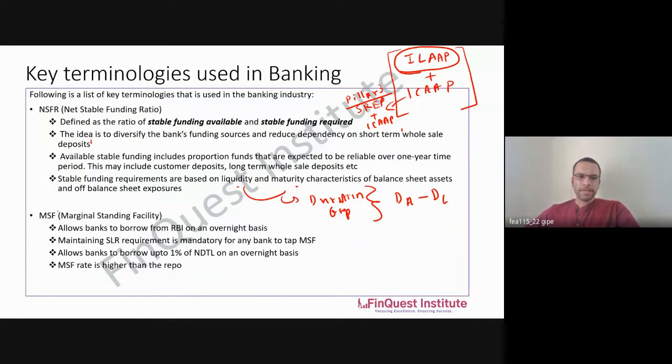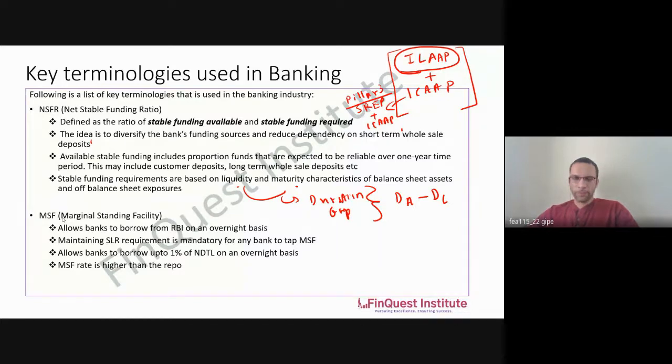And there's something called as a MSF or marginal standing facility. Now, this is something which will allow banks to borrow from the Reserve Bank on an overnight basis. So many times a bank may require funds, and for that they may want to approach the RBI because they may have a certain balance sheet gap which they are trying to address. So that is something which they can transact with the RBI on.